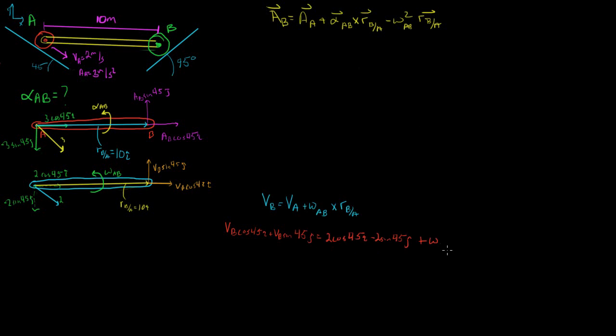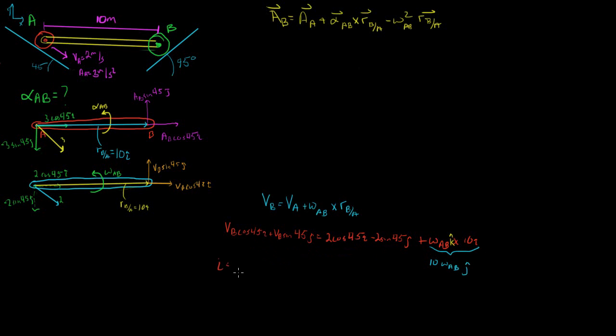plus this omega AB, our angular velocity, crossed with this 10 i. And I forgot my component. This angular velocity has a component of k. Now, this cross product right here evaluates to a k cross i, and it becomes 10 omega AB times k cross i is a j. So this right here is a j. Now we can do the next step. We can equate our i and j components.